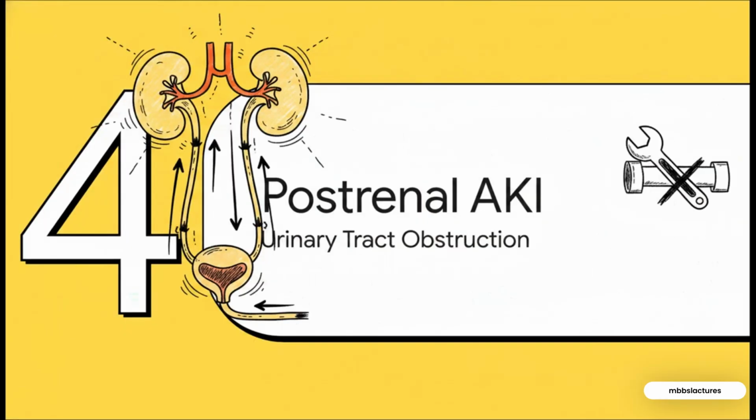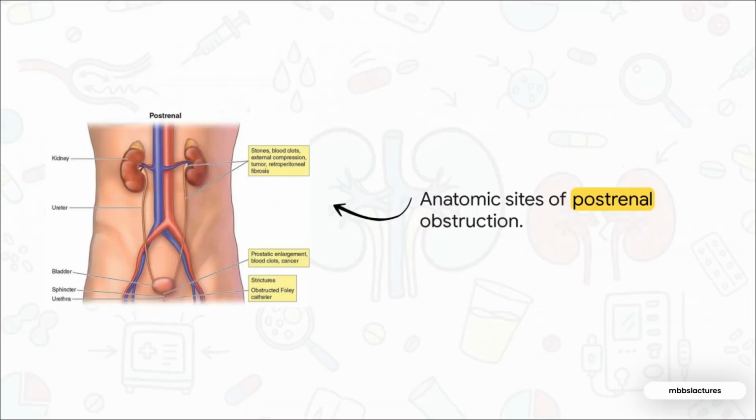Okay, Section 4, post-renal AKI and urinary tract obstruction. Think of this as plumbing blockages located anywhere after the kidney. The pathophysiology here involves an abrupt increase in intratubular pressures that transmit all the way back up to the glomerulus, completely halting filtration.